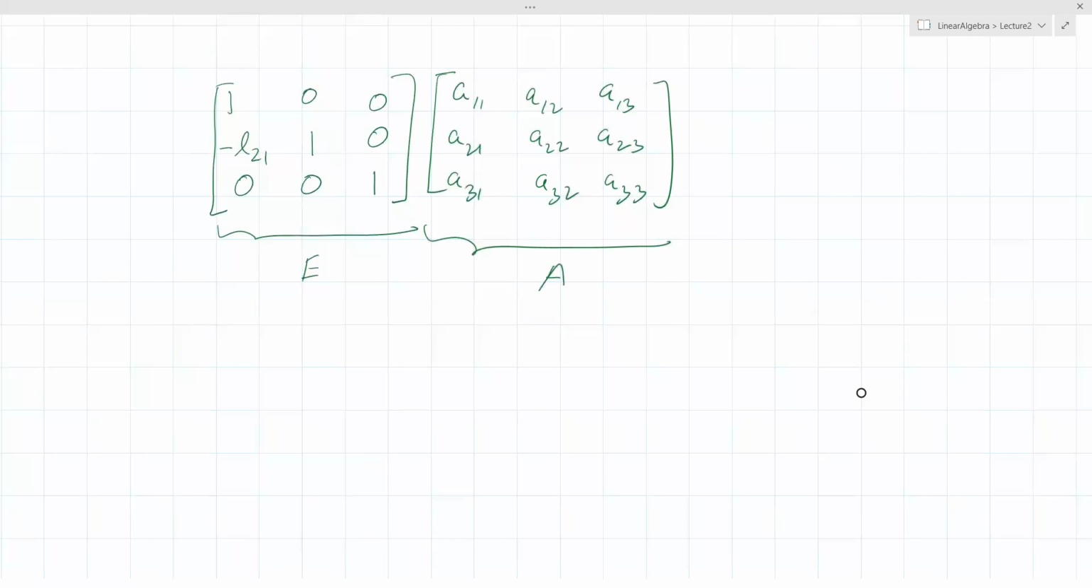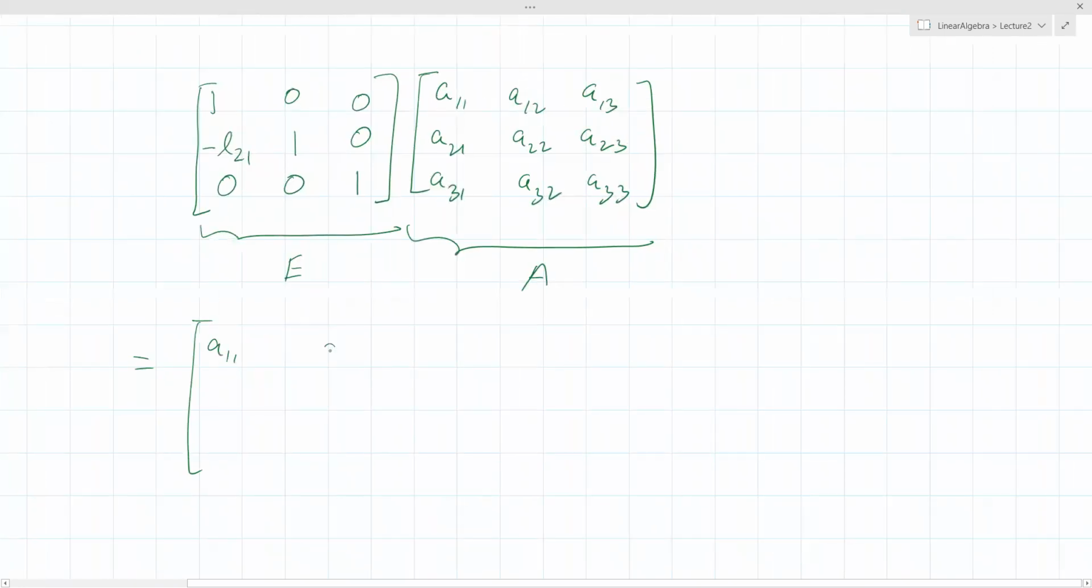What do we have here? So let us start our normal multiplication procedure. How do we multiply? We multiply first row, first column to find the first column. So what will that be? First row, first column, A11. First row, second column, A12. Similarly, A13. Is that all right? Yes, sir.